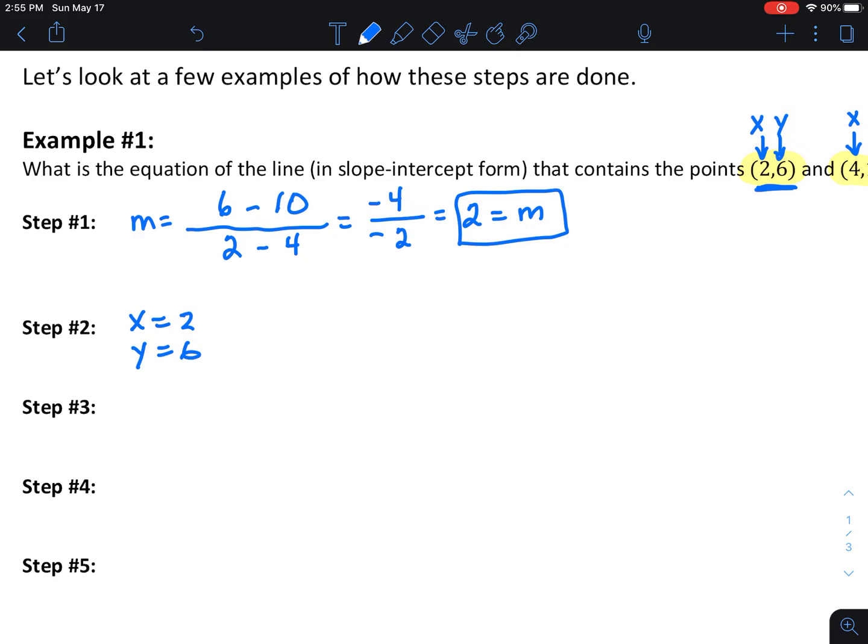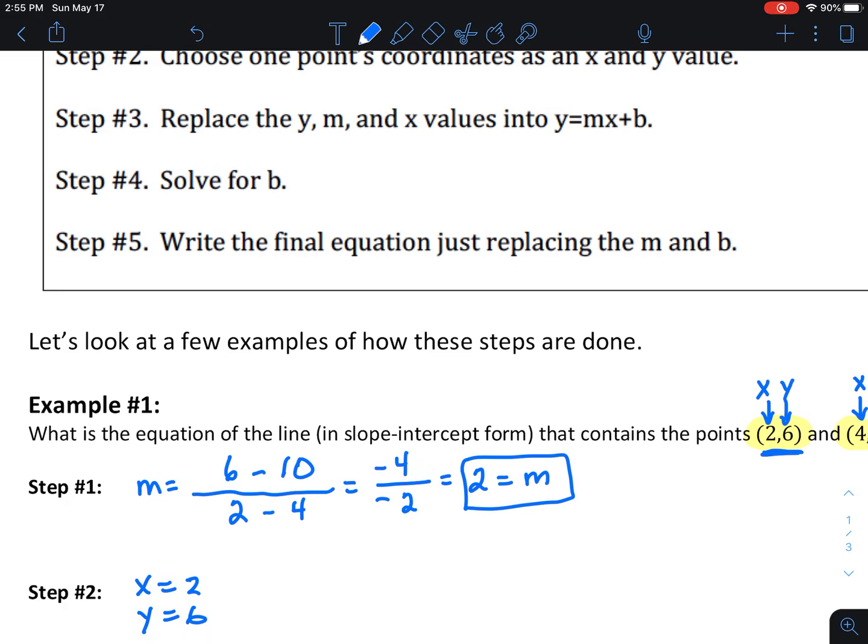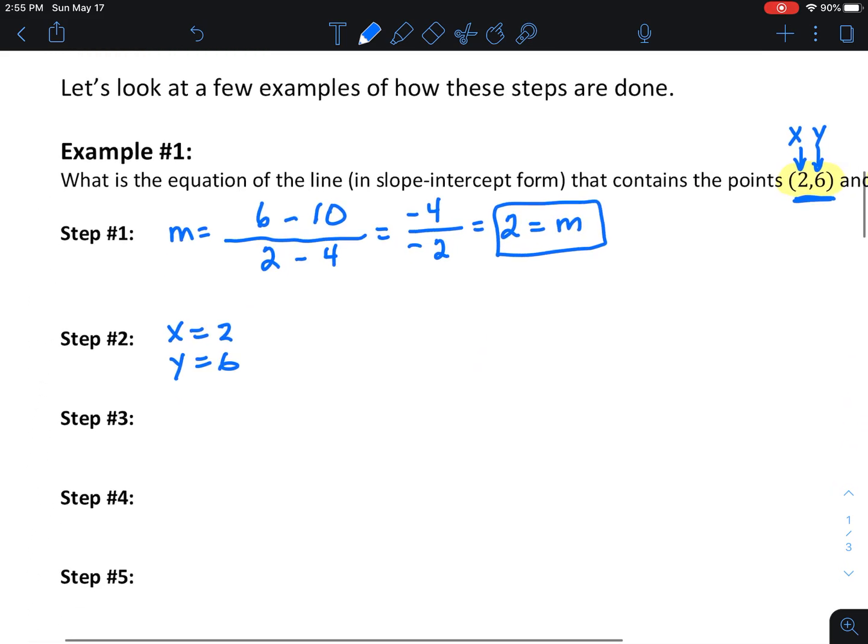All right, now step number 3 says replace the y, the m, and the x values into y equals mx plus b. All right, so I'm going to write down y equals mx plus b. And now I'm going to replace the y with 6, the m with 2, and the x with 2 to solve for b.